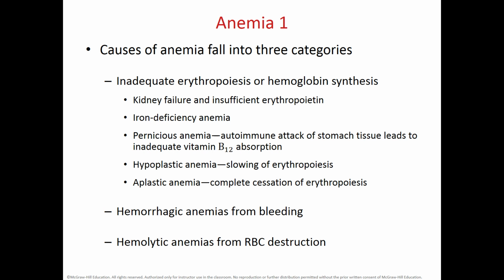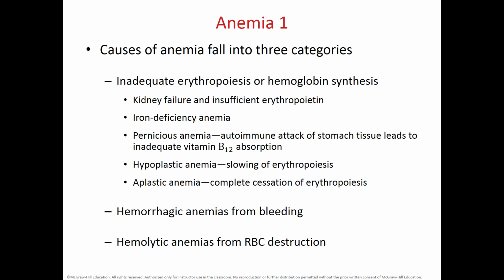Another cause of anemia will be bleeding. It can be because you have an injury and you can have a sudden bleeding, or it can be a chronic bleeding. What if someone has an ulcer and that ulcer is bleeding constantly? So this will be a chronic bleeding.